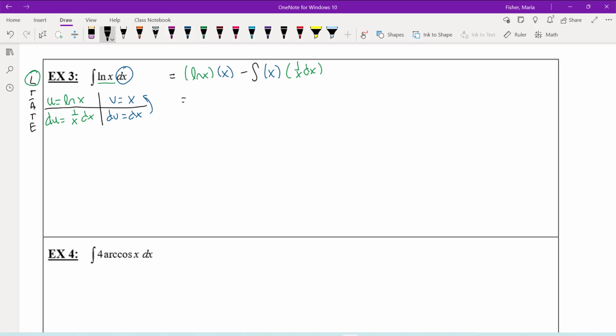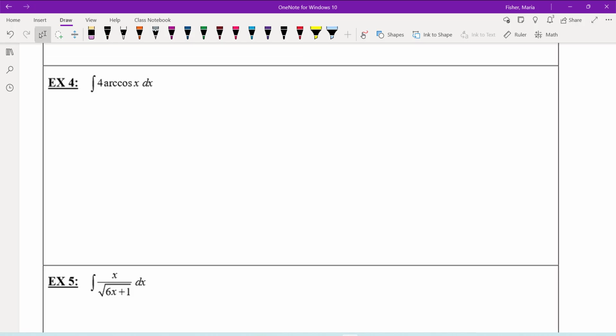Cleaning this up, we have x times the natural log of x minus, well, x times 1 over x, those are just going to cancel, and that's just now the integral of dx. Well, I can integrate dx, that's basic form, so this becomes x natural log of x minus x plus c.